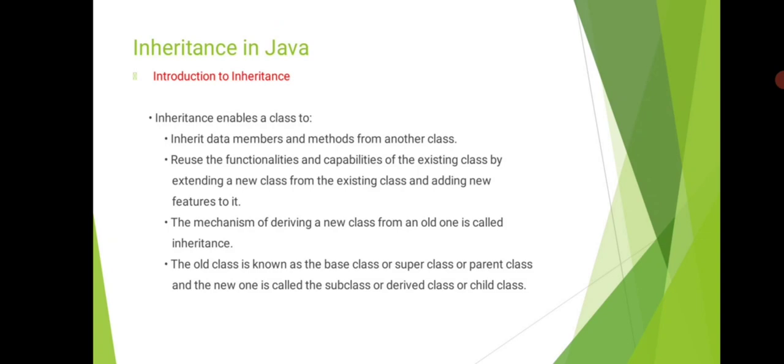Inheritance in Java. What does inheritance mean? In general we say that a father's character is inherited by his daughter or son, right? So inheritance means some behaviors and characteristics are the same in the daughter or son, and we say they are inherited from their father or mother. Similarly, in object oriented programming we have an important feature called inheritance, which is supported by Java also.